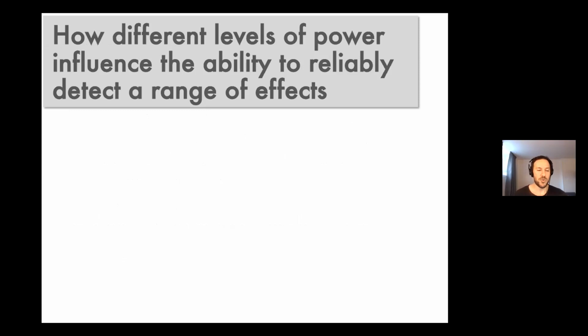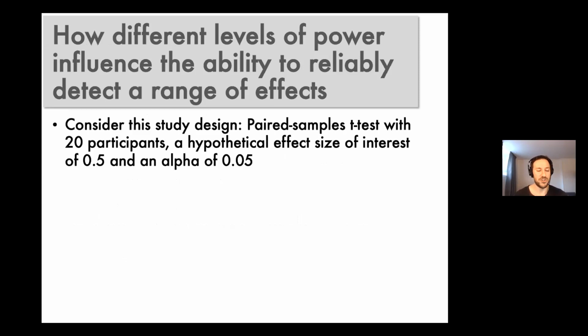Okay, so let's talk about how different levels of power can influence the ability to reliably detect a range of effects. So let's get into it and let's consider this study design. Let's consider a design where you're doing a paired samples t-test, which is fairly common within the biobehavioral sciences, with 20 participants. When I was doing my postgrad work as PhD in honors, we just had this magic number that 20 per cell is what you should be aiming for. And that's the heuristic that we were told. So that's why I'm going to be using 20 in this example here.